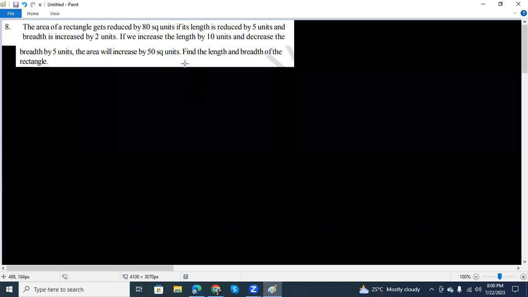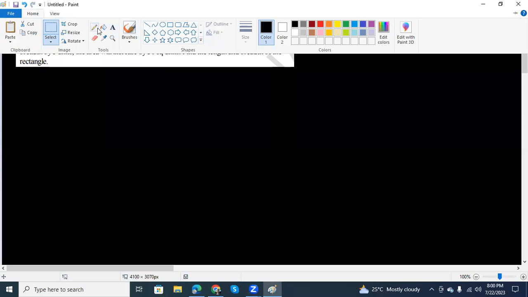Here, we need to find out the length and breadth of the rectangle, and the two situations have been explained, and those two situations are tied up with the area of the rectangle. Okay, children? So let's do it now.